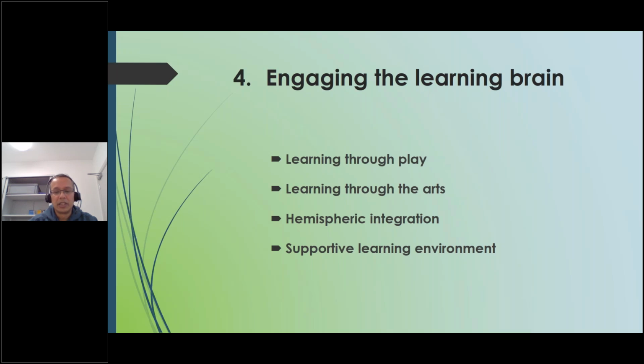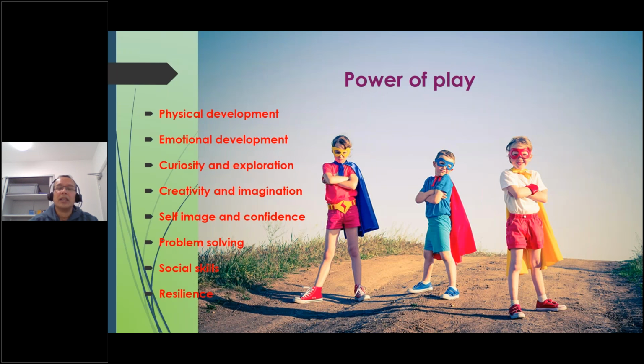And engaging the learning brain, our last section. So how do we engage them? We can engage them through play, through arts, through hemispheric integration, and through providing a supportive learning environment. Even though the picture shows children here, play is essential for all ages and all stages of our lives. Through play, all these benefits that you see listed on the left are available to all of us at any age. So it's not just for kids. It has the greatest impact on children and younger people, but it has equal impacts on everyone.